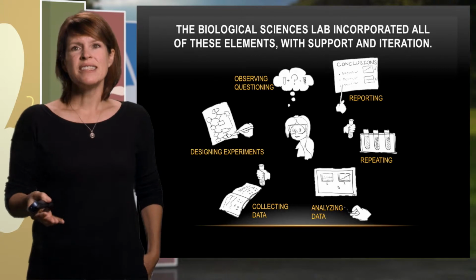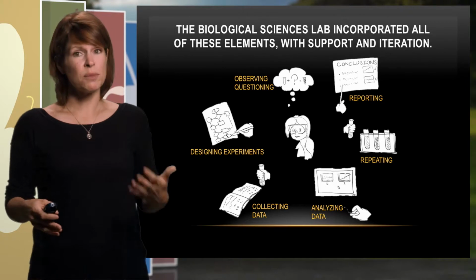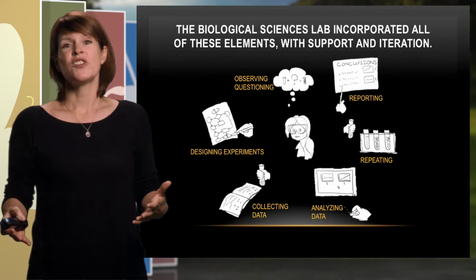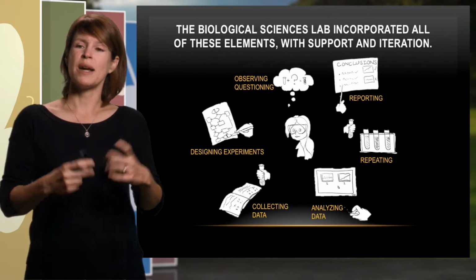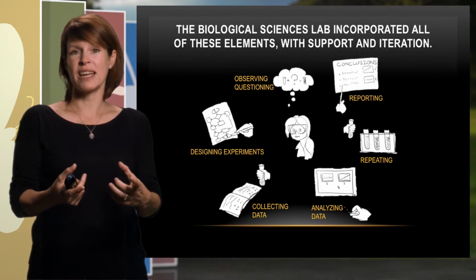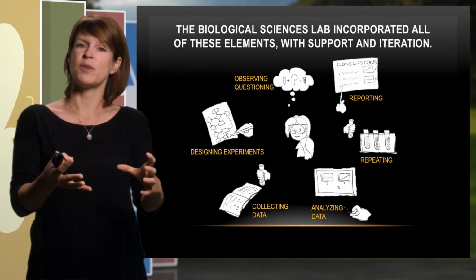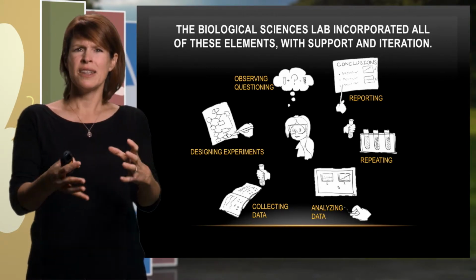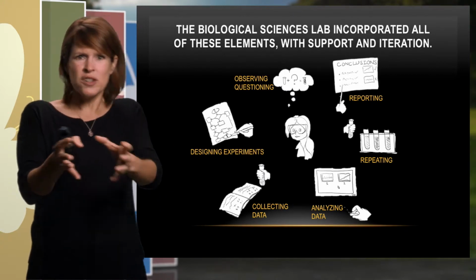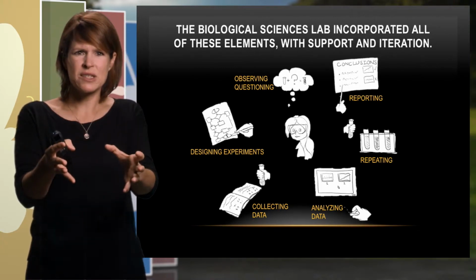That biological sciences lab also incorporated all of these elements, again with support, and in the biological sciences example with iteration. So the students started the semester by making observations by reading papers that Charles Sissom had selected for them, and using the observations that they made from those papers to identify sort of an open research question in that particular area. And Charles would help guide them to think about whether their question was feasible, whether it was answerable.